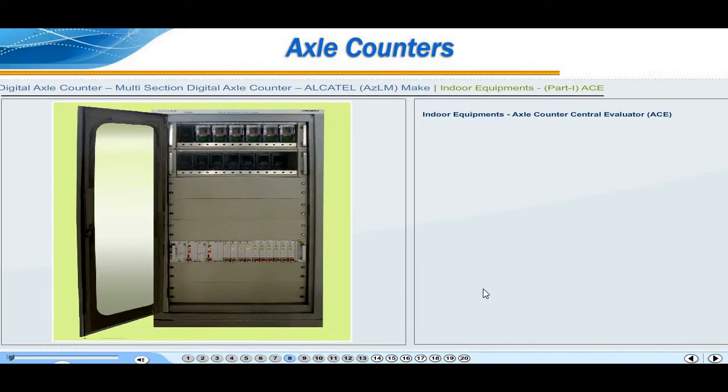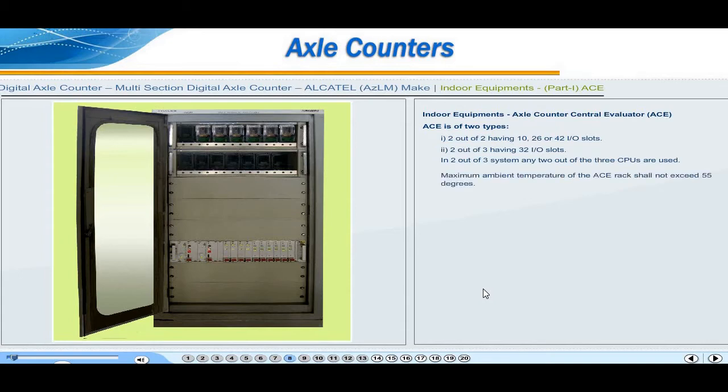Indoor equipments, axle counter central evaluator, that is ACE. ACE is of two types. 2 out of 2 having 10, 26 or 42 input-output slots. 2 out of 3 having 32 input-output slots. In 2 out of 3 system, any 2 out of the 3 CPUs are used. Maximum ambient temperature of the ACE rack shall not exceed 55 degrees.